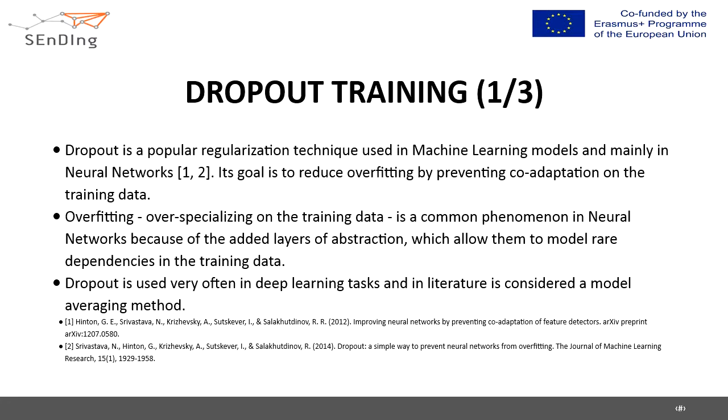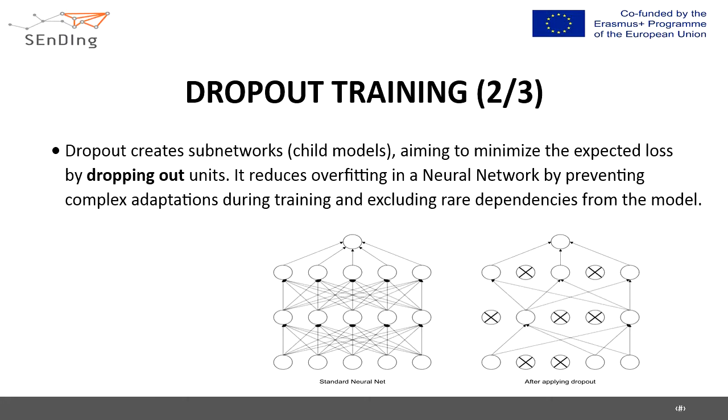Dropout is used very often in deep learning tasks and in literature is considered a model averaging method. Dropout creates subnetworks, child models, aiming to minimize the expected loss by dropping out units. It reduces overfitting in a neural network by preventing complex adaptations during training and excluding rare dependencies from the model.